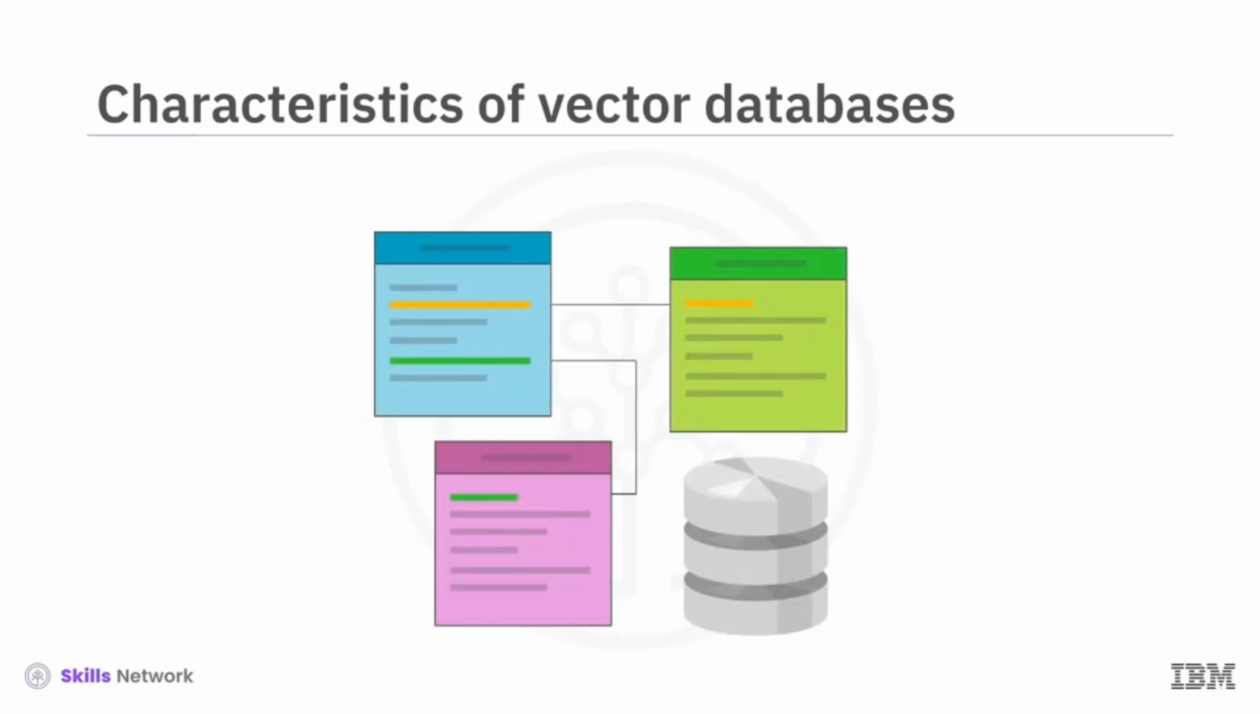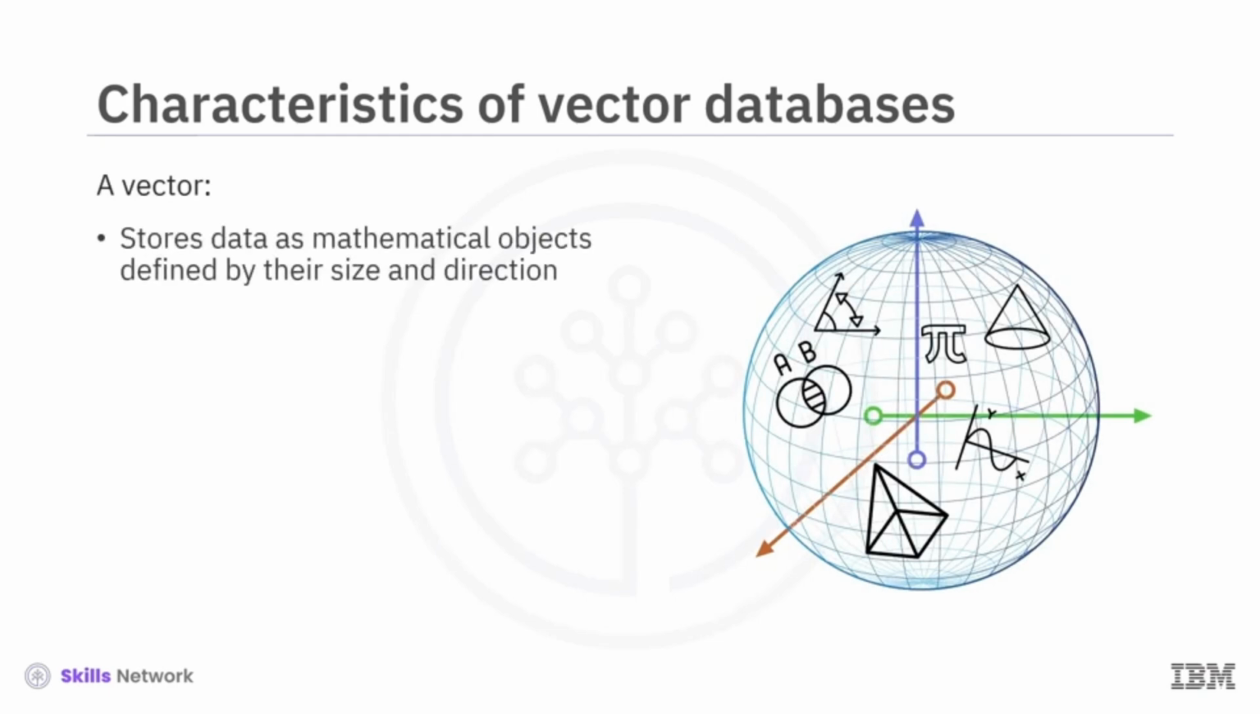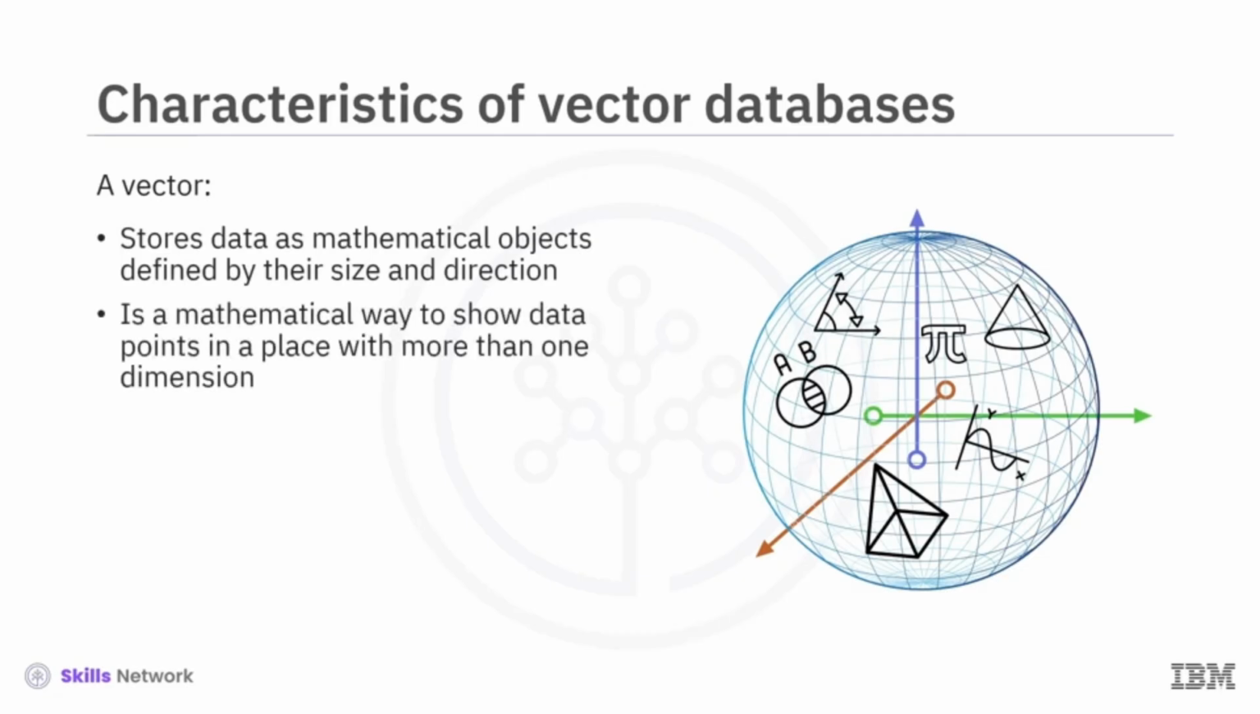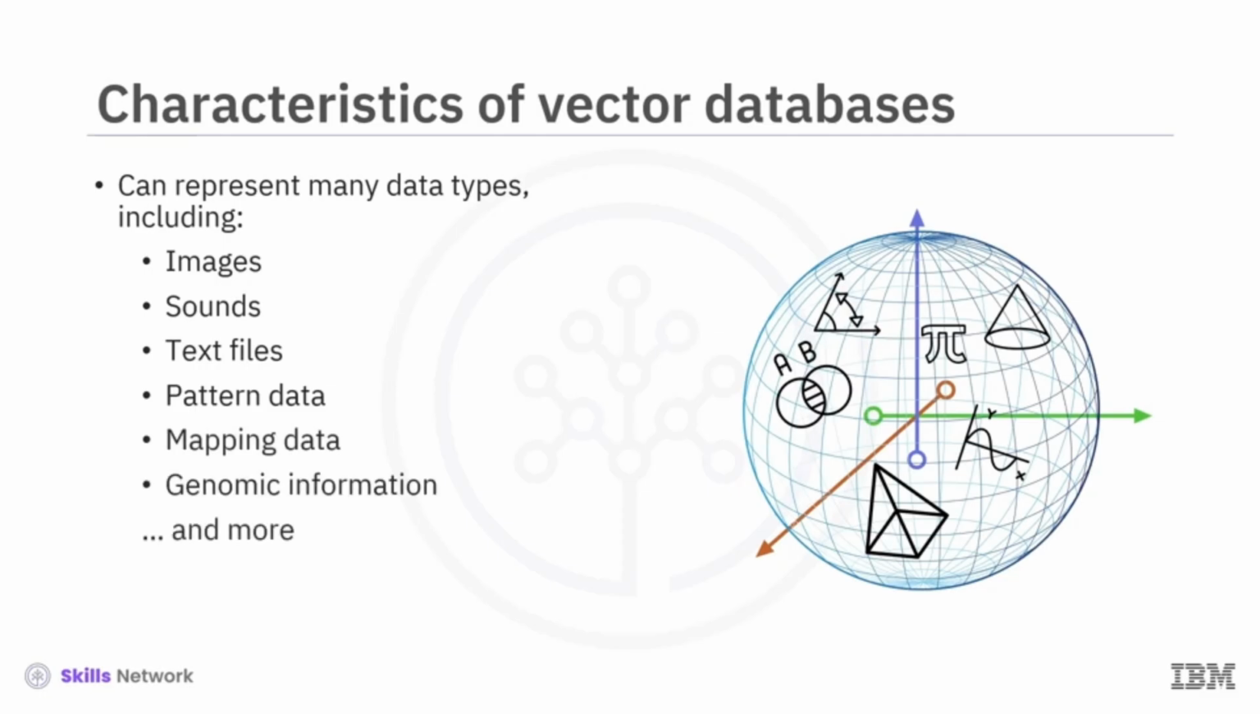Traditional relational databases store information in the form of tables. At its core, a vector database stores data as high-dimensional vector data, also referred to as vectors. Vectors are mathematical objects that are defined by their size and direction. Vectors can represent many kinds of data, including images, sounds, text files, pattern data, map data, genomic information, and others.